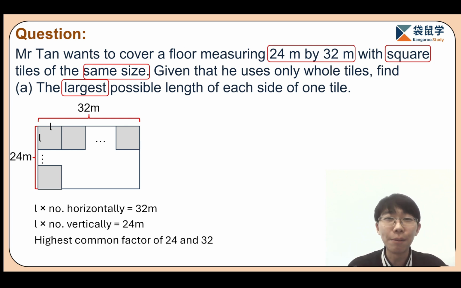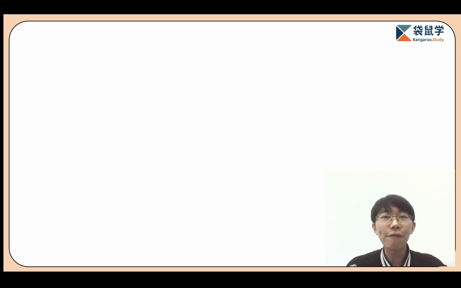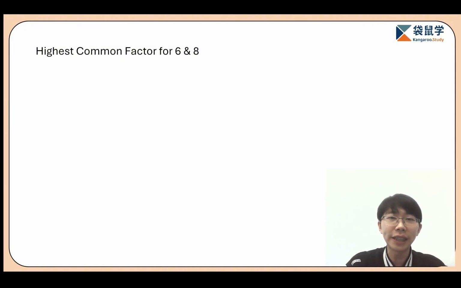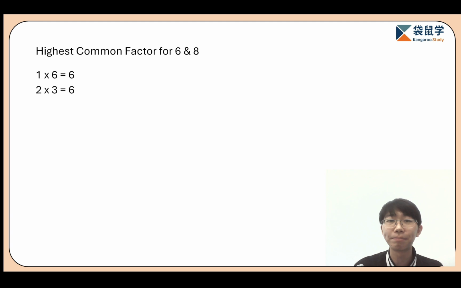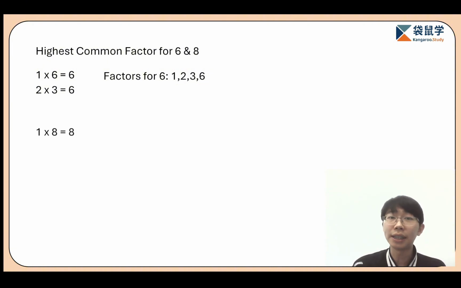Now let's recall, how do we find out the highest common factor? We can start from an example here. First of all, how do we find out the highest common factor for 6 and 8? To find this out, we can list down the factors for 6 and 8 respectively. For the factors of 6, 1 times 6 equals 6, 2 times 3 gives us 6. So the factors of 6 are 1, 2, 3, and 6. Similarly, 1 times 8 gives us 8, 2 times 4 also gives us 8. So the factors of 8 are 1, 2, 4, 8.